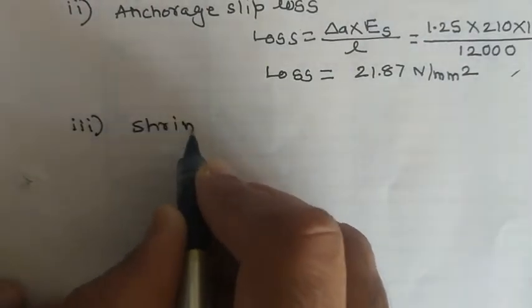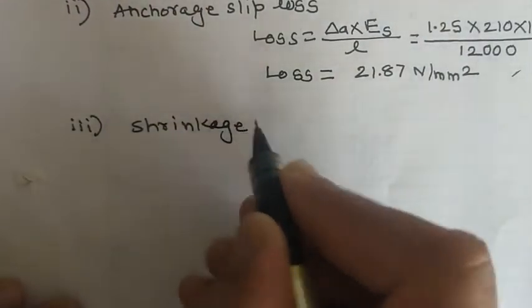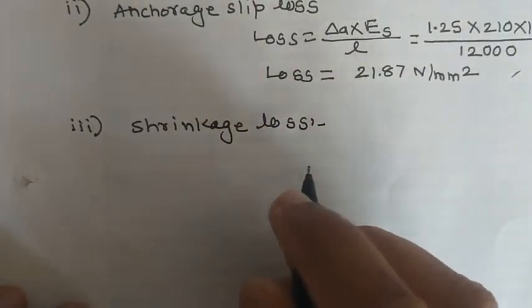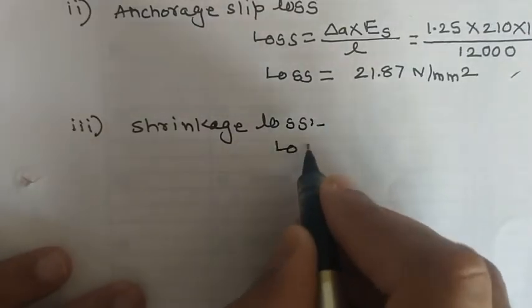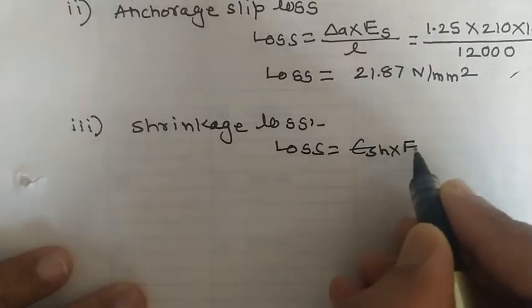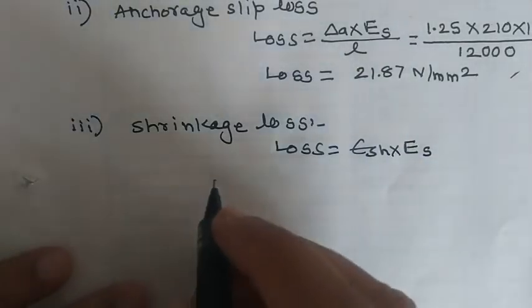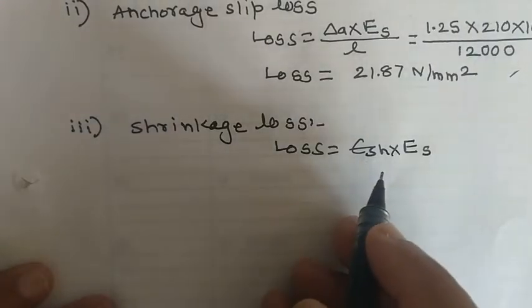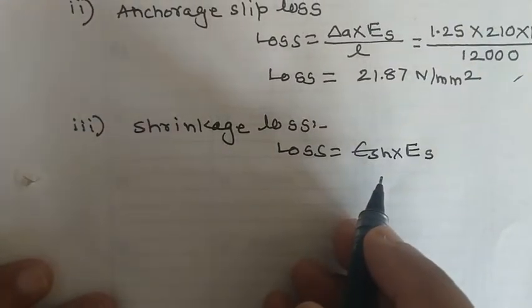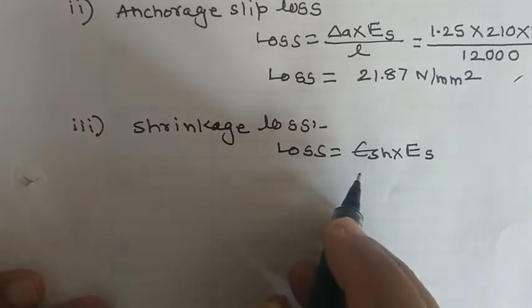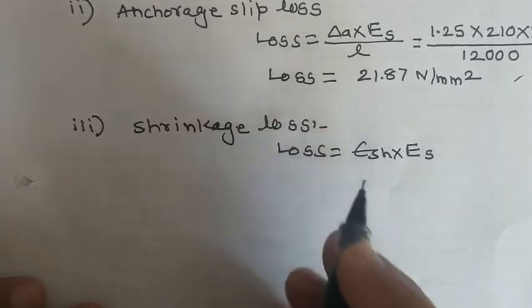Shrinkage loss. Okay, shrinkage loss. So this loss is calculated using this formula: shrinkage strain multiplied by Young's modulus of steel. Shrinkage strain is given in both the conditions of beams. For pre-tensioning the shrinkage strain value is different, for post-tensioning the shrinkage strain value is different.